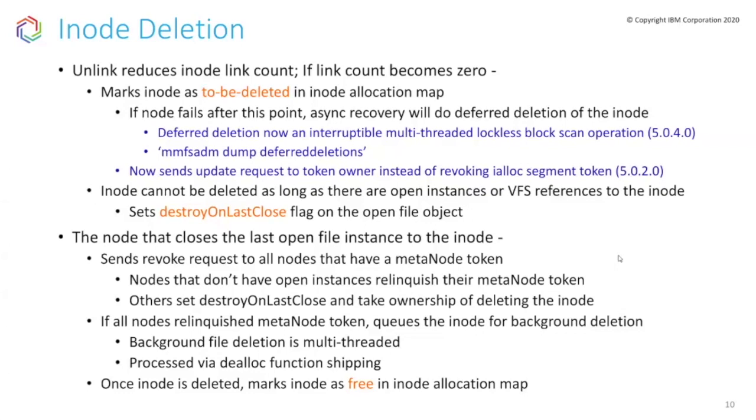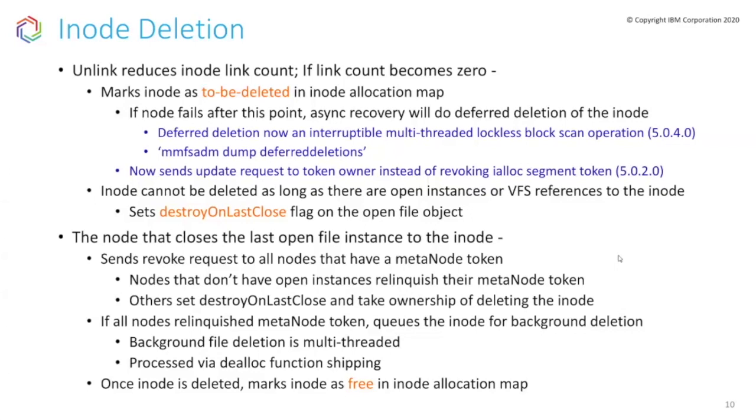So what happens when you're trying to mark an inode as to be deleted? The difference from the inode allocation is that when you're allocating an inode, you're free to choose any segment which has a free inode to pick that allocation. But when you're deleting, you don't have a choice. You just have to delete that given particular inode. And it is possible that particular inode resides in a segment which is currently being owned by a different node.